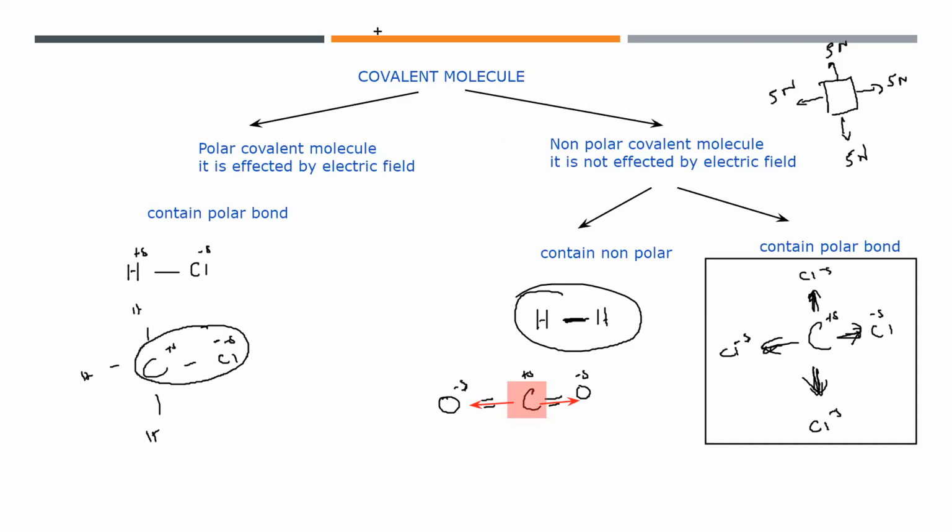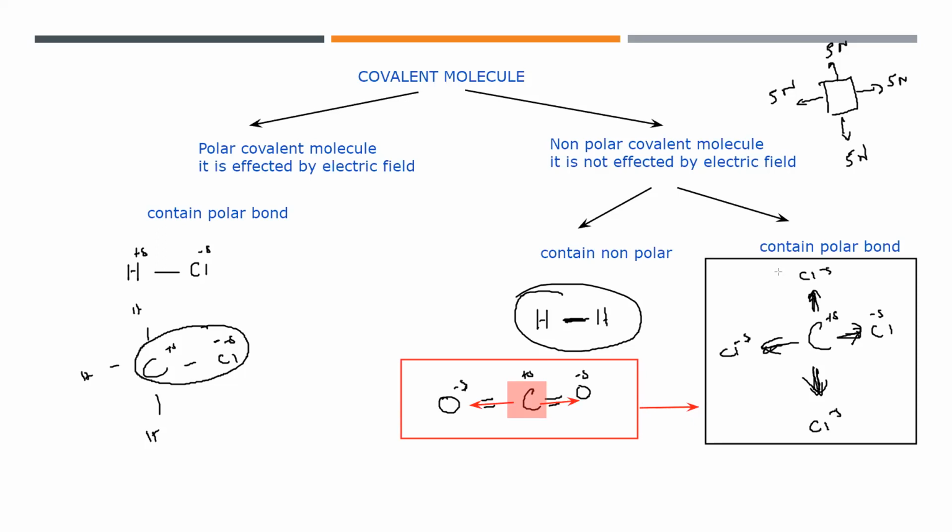This molecule contains bonds which are polar, but the overall molecule will be non-polar because they cancel out the effect of each other. So this is also the same example for a molecule. So what happened?